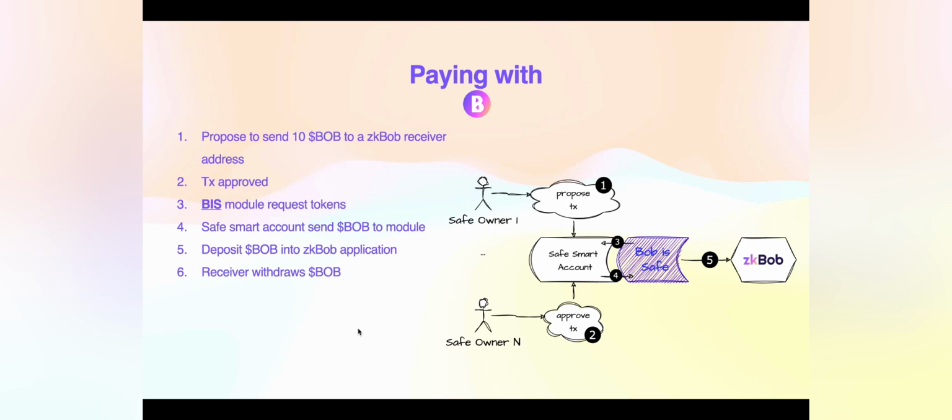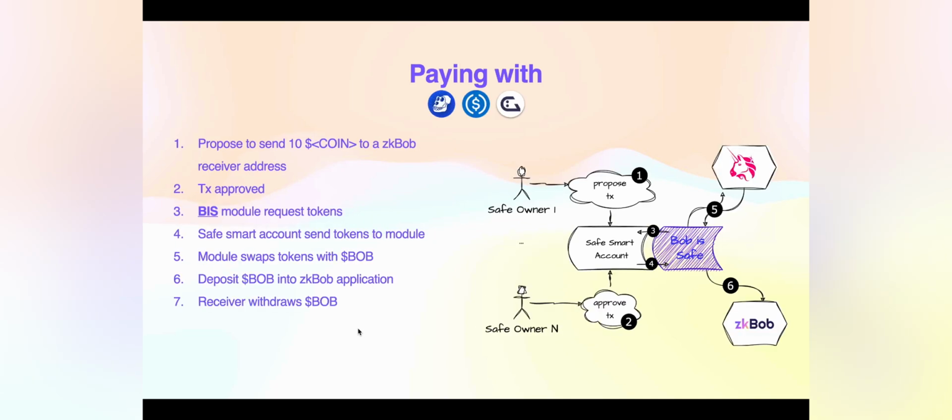When you pay with Bob, our custom module performs a direct deposit without the need of any swap. On the other hand, when you pay with Ghost, for example, there's an extra step on Uniswap to swap the Ghost token with Bob tokens before depositing them into the zkBob app.